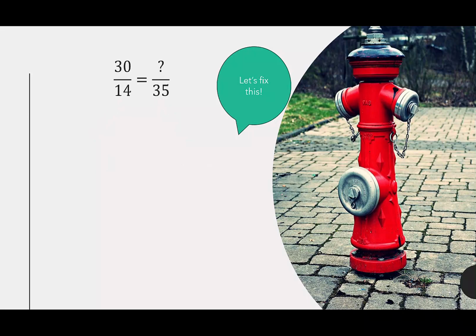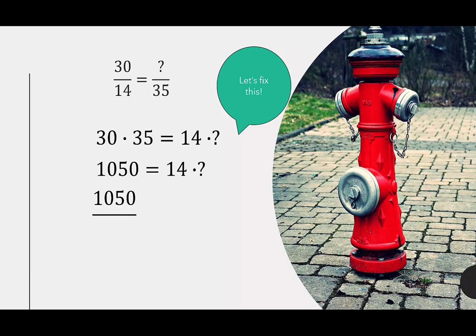We're going to keep our original ratio of 30 to 14, and we're going to figure out what height we would need to use a width of 35. The strategy I'm going to use to solve this is going to be cross multiplication. I'm going to multiply 30 times 35, and that's going to be equal to 14 times our missing number. We can simplify 30 times 35 to get 1050. Then to find our missing value, I'm going to divide both sides by 14. 1050 divided by 14 gives us a value of 75, which is the equivalent height we would need if we're going to do a width of 35 inches.